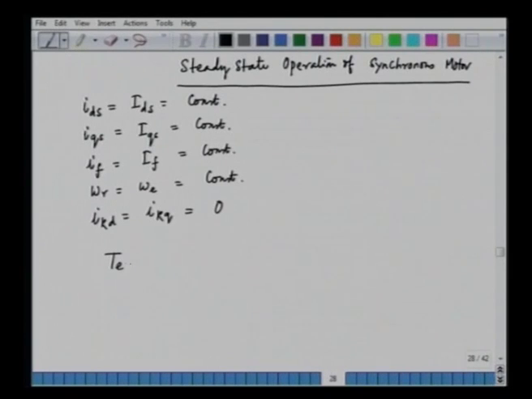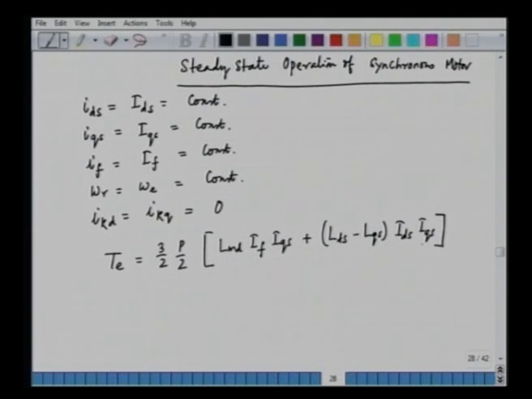Te was given by 3 by 2 into P by 2 into LMD IF IQS plus LDS minus LQS into IDS into IQS. So, this is the torque in terms of inductances. We can also replace this torque in terms of reactances, because we know that the inductance can be obtained by dividing the reactance by the base speed.